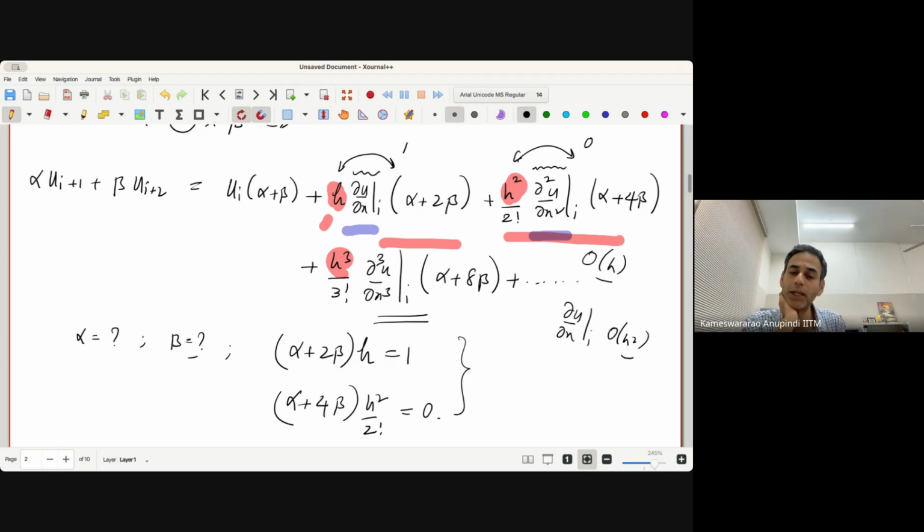So I don't want any second derivative or h square terms in here, because they will become first order accurate when I divide with h. Okay, so that's the reason I'm setting this coefficient equal to 0.